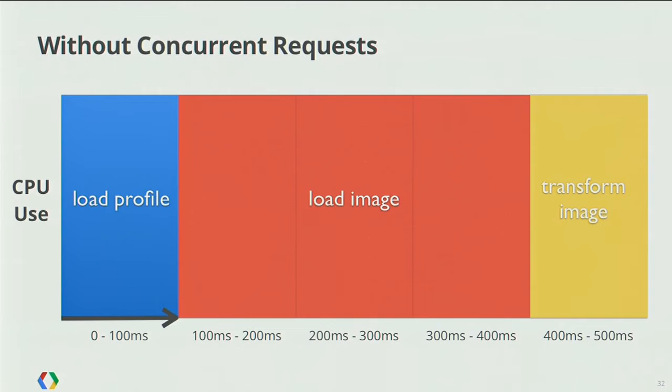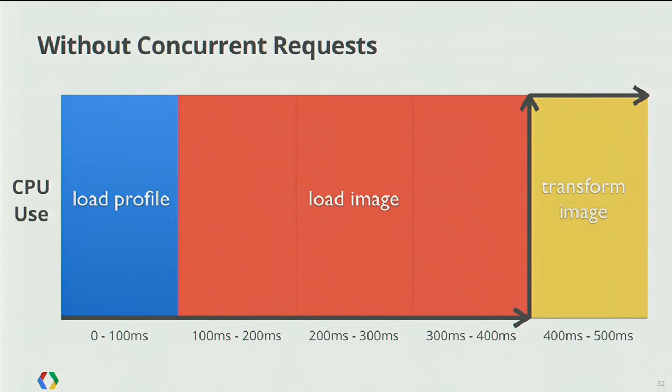by basically using no CPU. We're just waiting for a URL to be downloaded from the internet. And that continues the same for when we're loading the profile image. We're just waiting for the image to come back from the network. And finally, we have a big chunk of CPU usage while we're transforming the image.